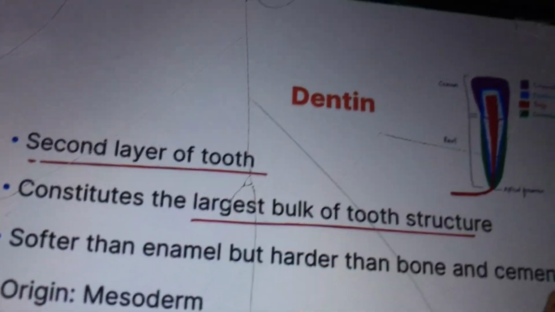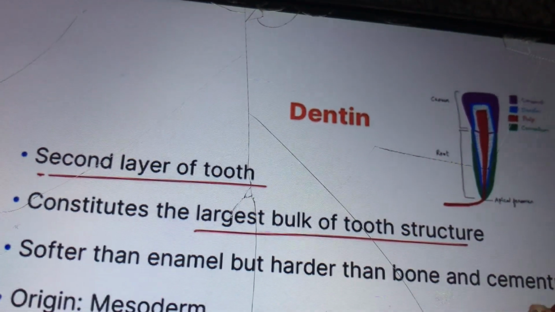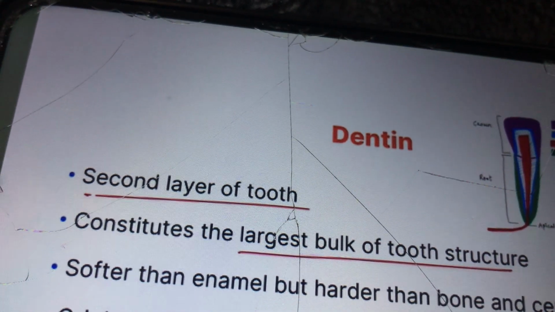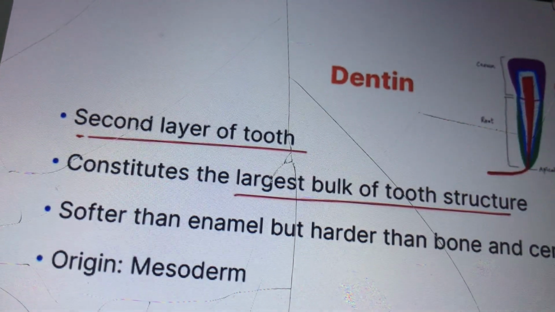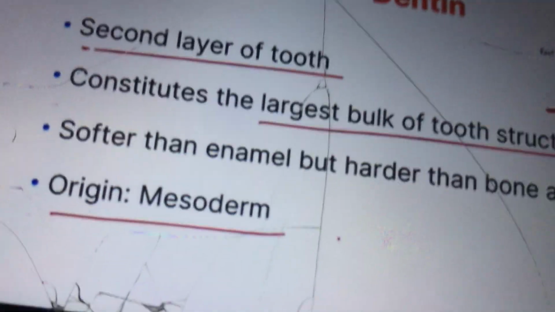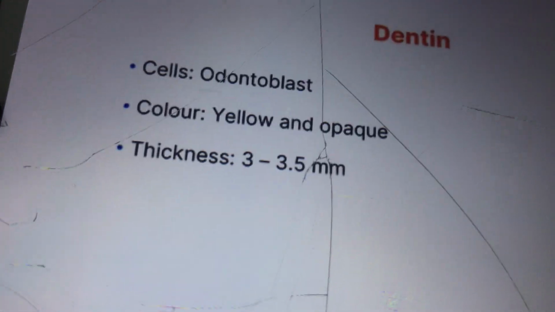So dentine is softer than enamel, but it is harder than bone and cementum, and this is because the mineral component is much less than enamel, but it is higher than bone and cementum. And the dentine is derived from mesoderm. Okay, and the cells that lay down dentine are your odontoblasts.